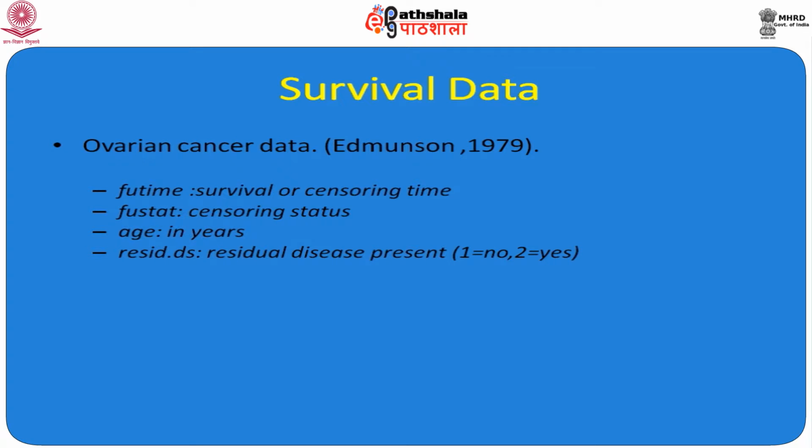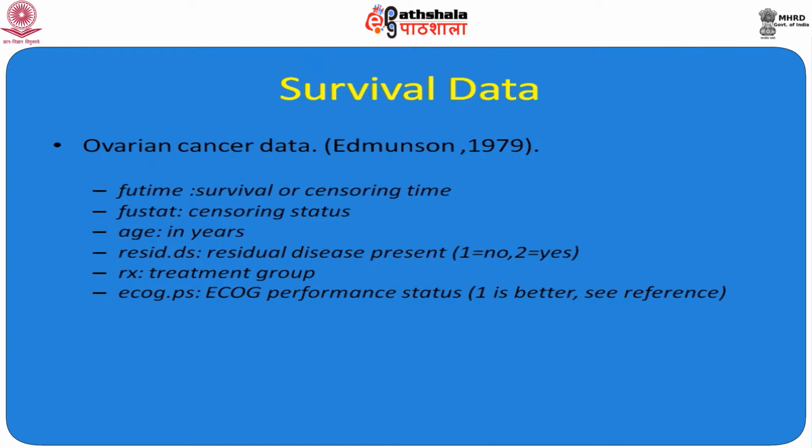Now res.ds is residual disease presence or not: if they have residual disease then it is given as 2 and 1 for no. So numerically, presence is given the higher mark in the coding, and the Rx, the treatment groups, is also given here as 1 and 2. Now we have the performance score, given as ECOG. It is noted that if ECOG is the better, 1, then patients have good performance indices, and here 2 values are considered for ECOG, that is 1 and 2.